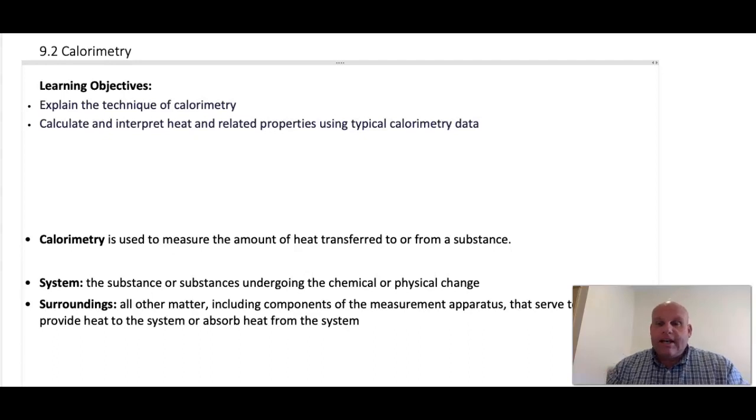Back here with our second video for Chapter 9, Thermochemistry. This is 9.2 Calorimetry. Listed here, as always, are the learning objectives for this section, so please pause the video and copy these in your notes.